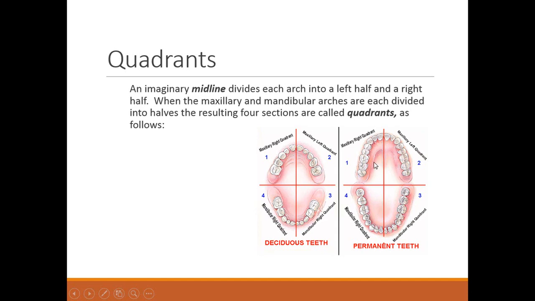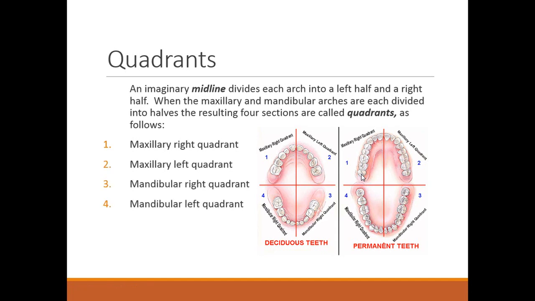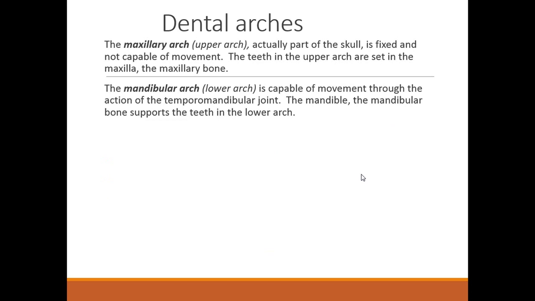The same goes for permanent teeth, quadrant 1, 2, 3, 4, always starting with the upper right, and that's the way we count the teeth as well. We start with the upper right, very, very back posterior molar. So maxillary right quadrant, maxillary left, mandibular left, mandibular right.